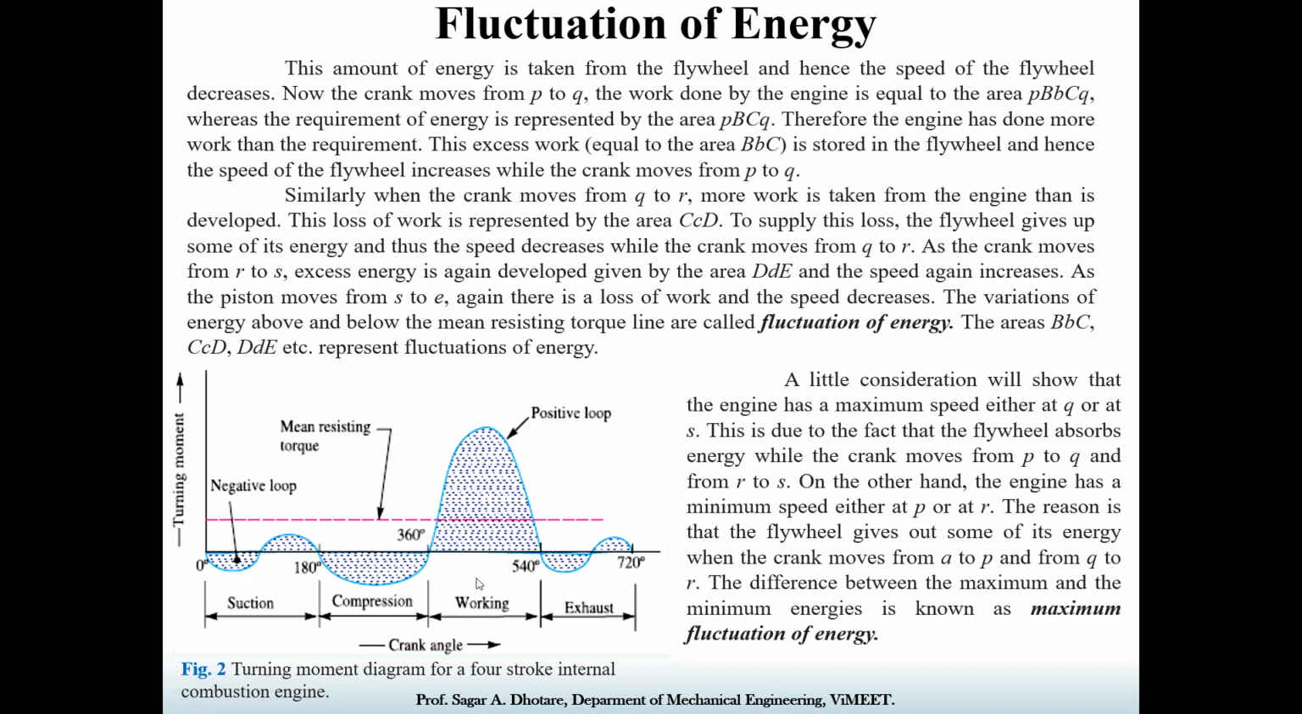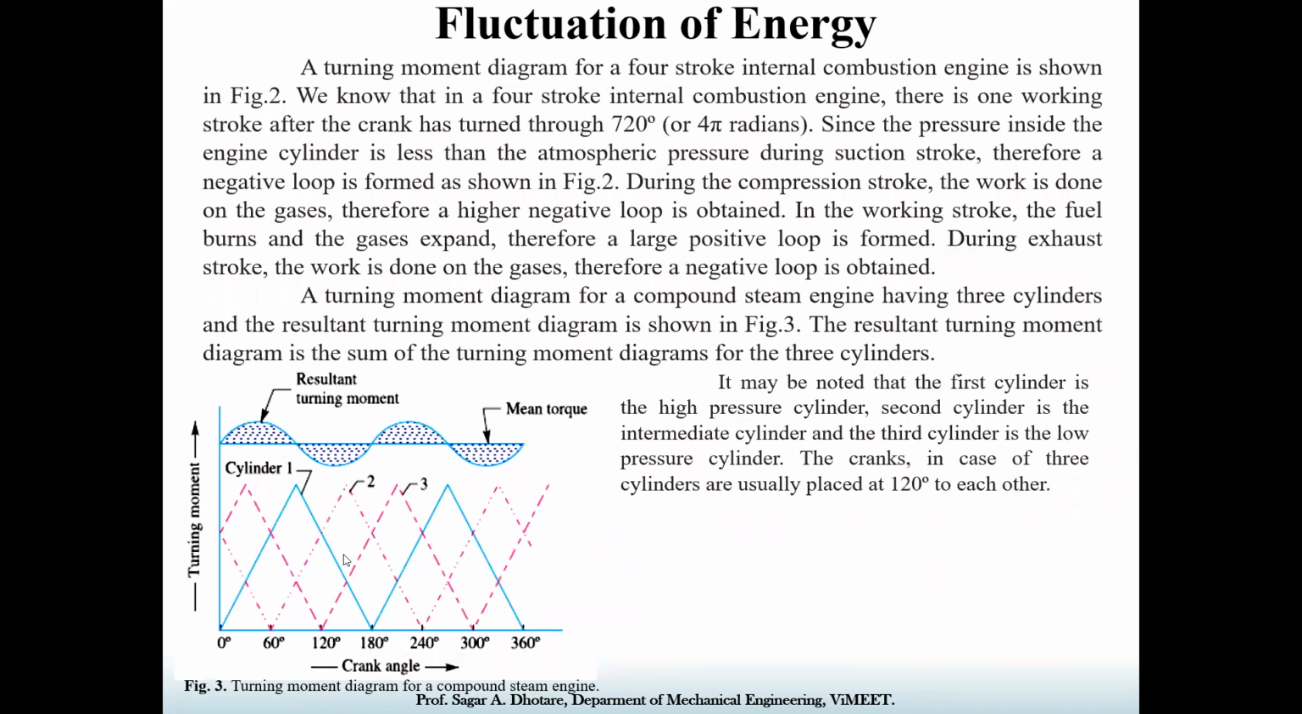Okay, so to perform the other operations, we need energy from the flywheel. That is shown over here. Okay, let's see. In the turning moment diagram, figure number 2, we can see the four-stroke internal combustion engine, where the four strokes occur in a single working cycle through an angle of 720 degrees, that is 4 pi radians. Since the pressure inside the engine cylinder is lower than atmospheric pressure during suction, a negative loop is formed, which is seen in the figure.